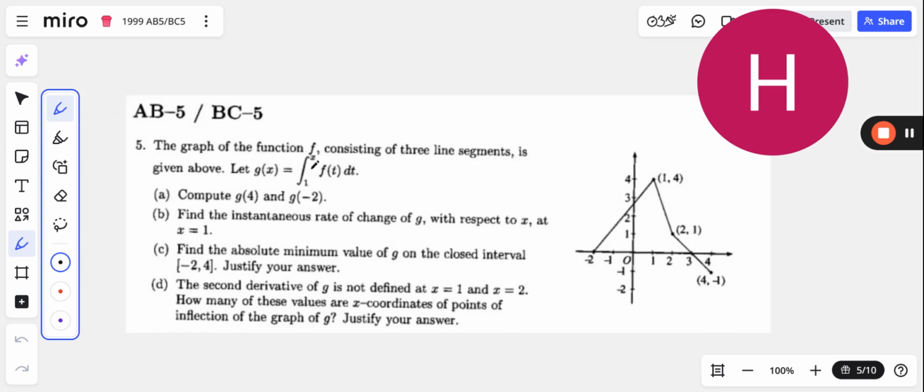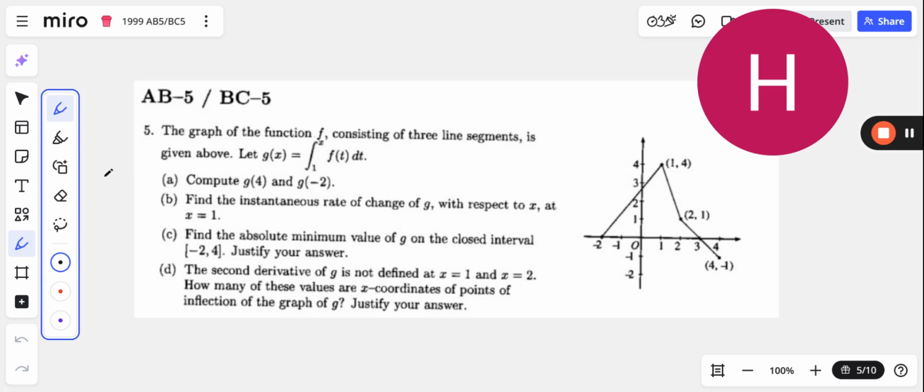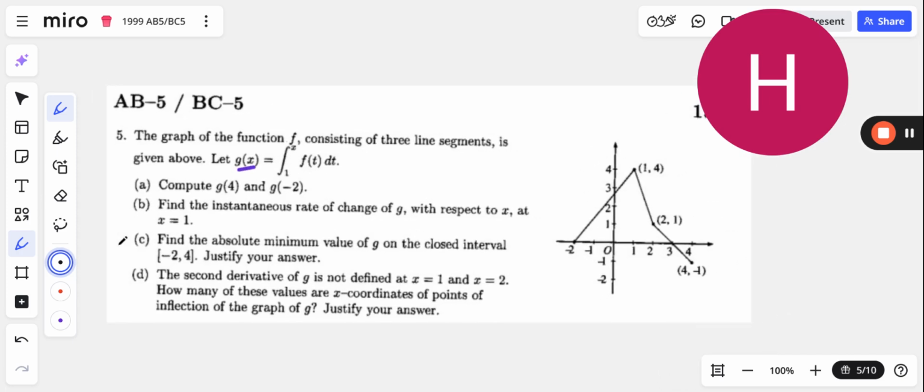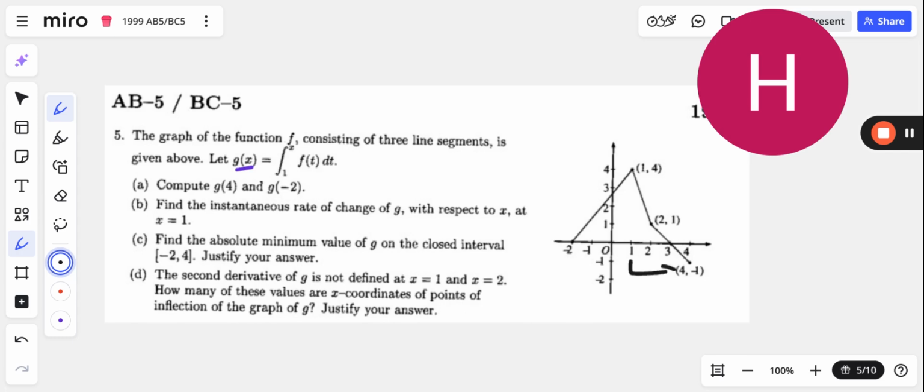The graph of the function f is given, consisting of 3 line segments, and g of x is a function defined as the integral from 1 to x of f of t dt. So basically, from 1 to some x value. Remember, if we have to go backwards, we have to consider that as a negative value for the integral. Just keep that in mind. Let's get started with part A.